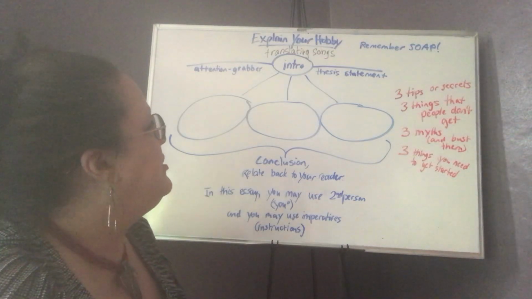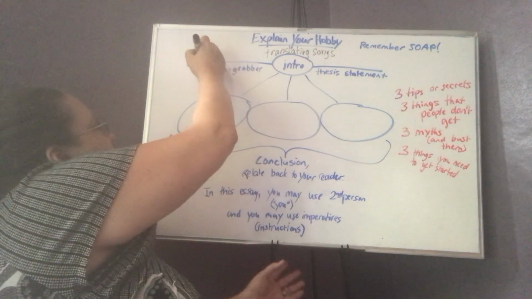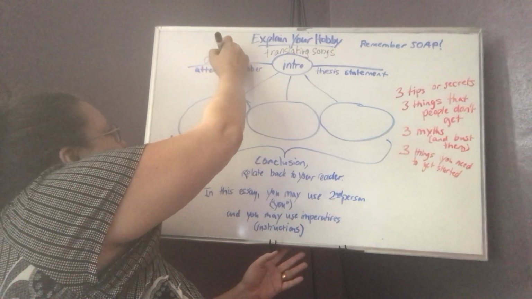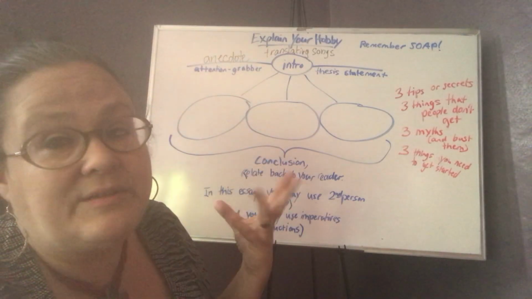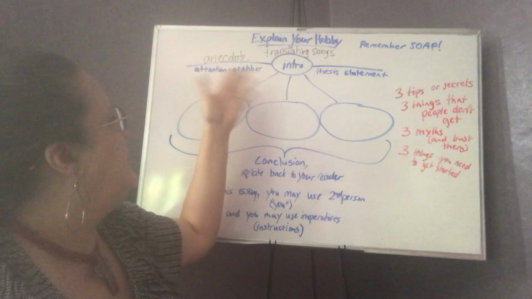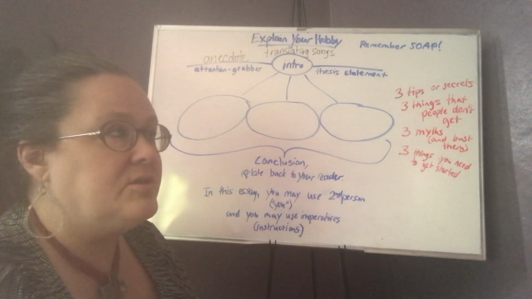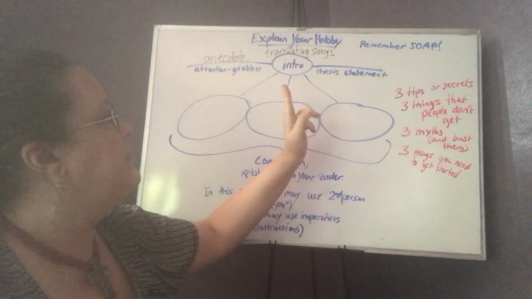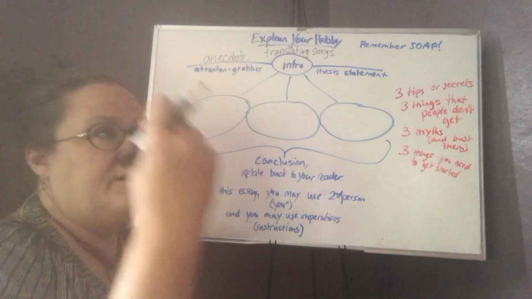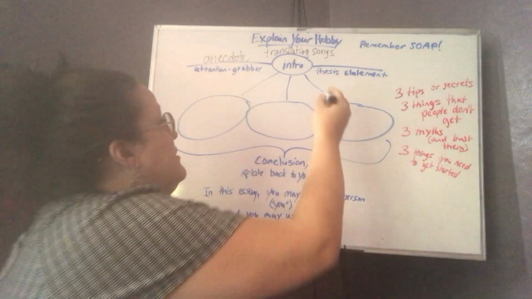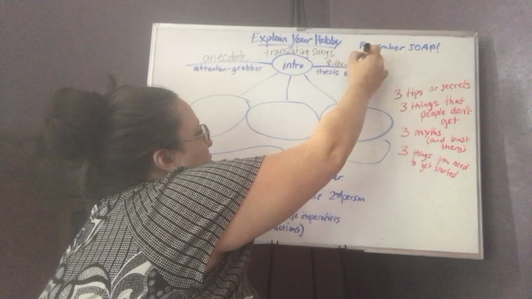My attention grabber is going to be an anecdote. Anecdote is a word for a really short story, not 3 or 4 words, but 3 or 4 sentences. I'll tell a little story about one of the first times that I decided to translate a song into Spanish for my Spanish-speaking friends. And then the thesis statement would be three things to keep in mind. I'm already thinking about my audience. So three things to keep in mind.